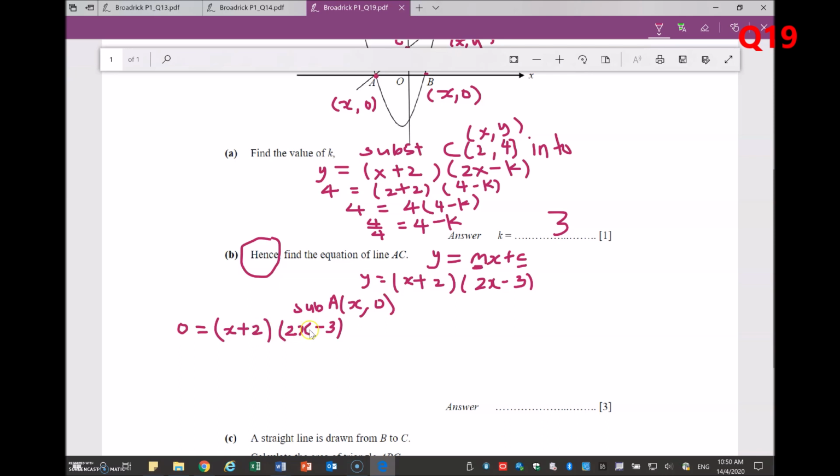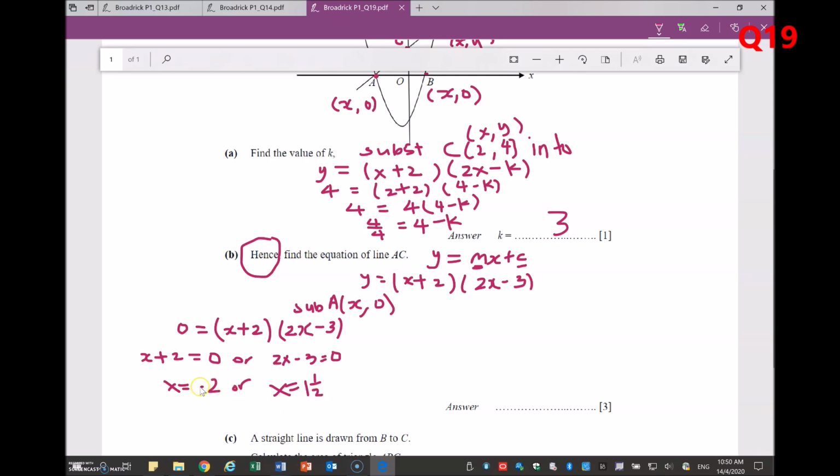This is a multiplication of 2 terms, and the left hand side is equals to 0. Therefore, I can conclude that x plus 2 is equals to 0, or 2x minus 3 is equals to 0. So x equals to minus 2, or x equals to 1.5.